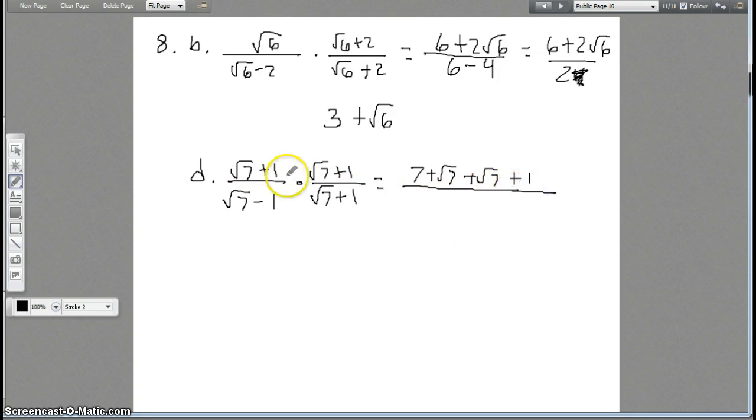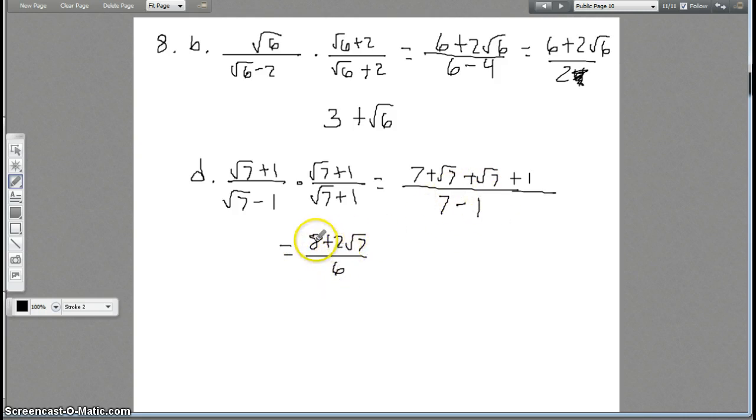Now in our denominator, we square our first term. Root 7 squared is 7. And then we subtract the square of our second term. 1 squared is 1. What we end up with is 7 plus 1 is 8. Root 7 plus root 7 is 2 root 7. And then we're dividing by 7 minus 1, which is 6.